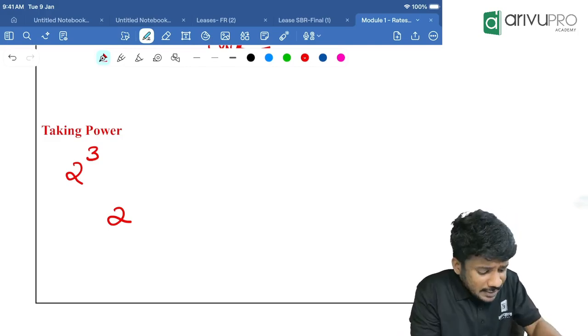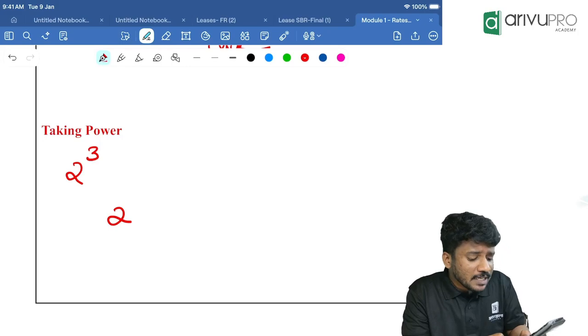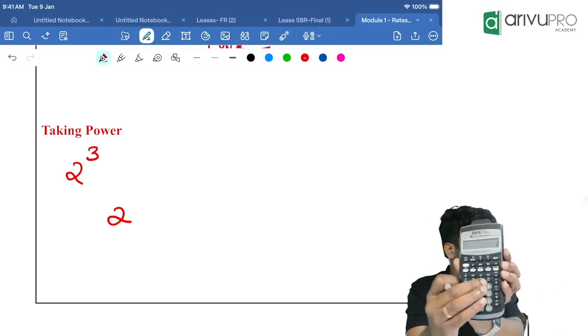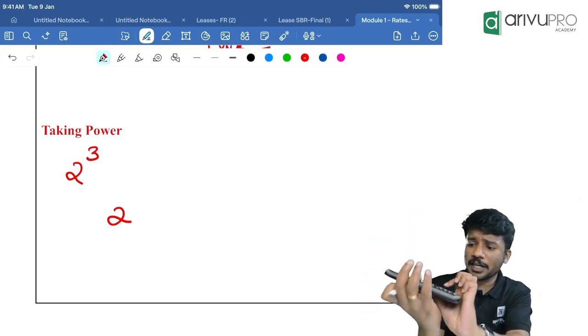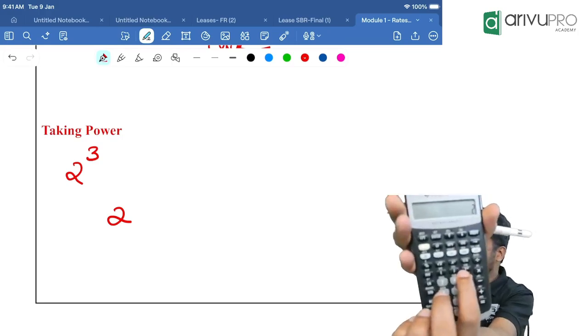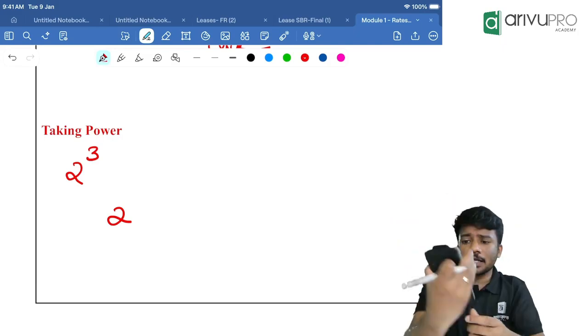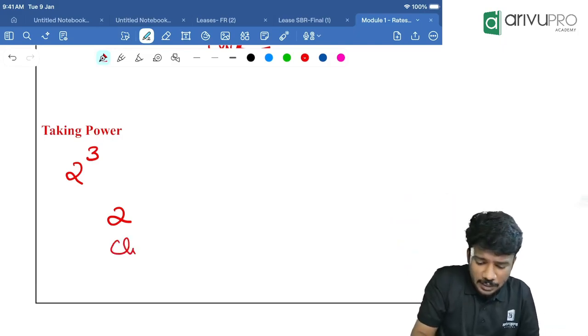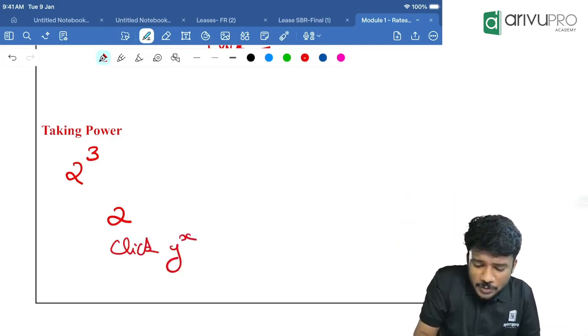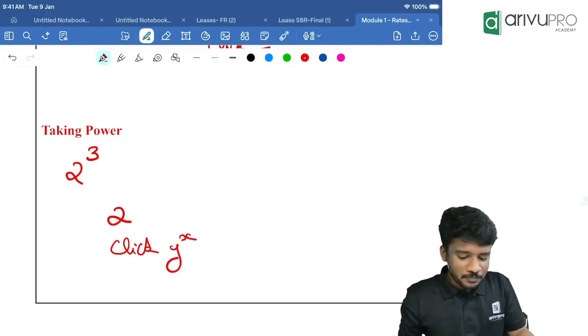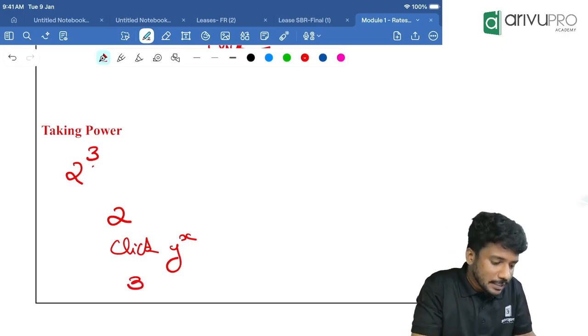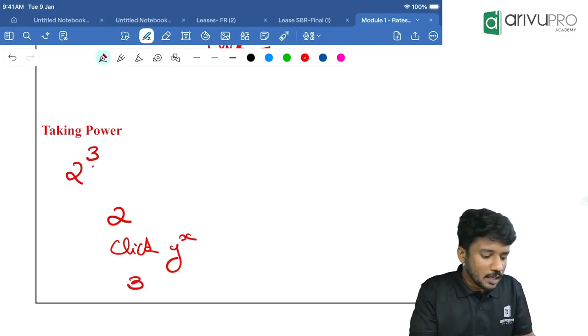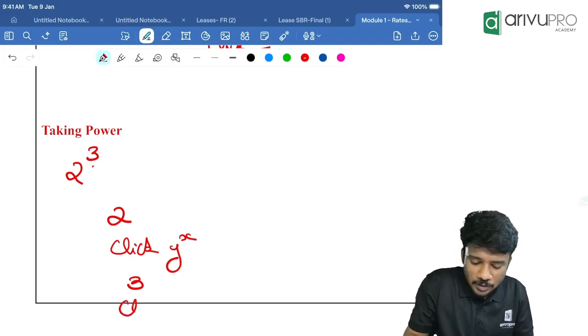Then there is a sign called y raised to x. Have you seen y raised to x over here? Click that y raised to x on your calculator. Then how much is the power? 3 is the power. Click 3. After that, click equal to.